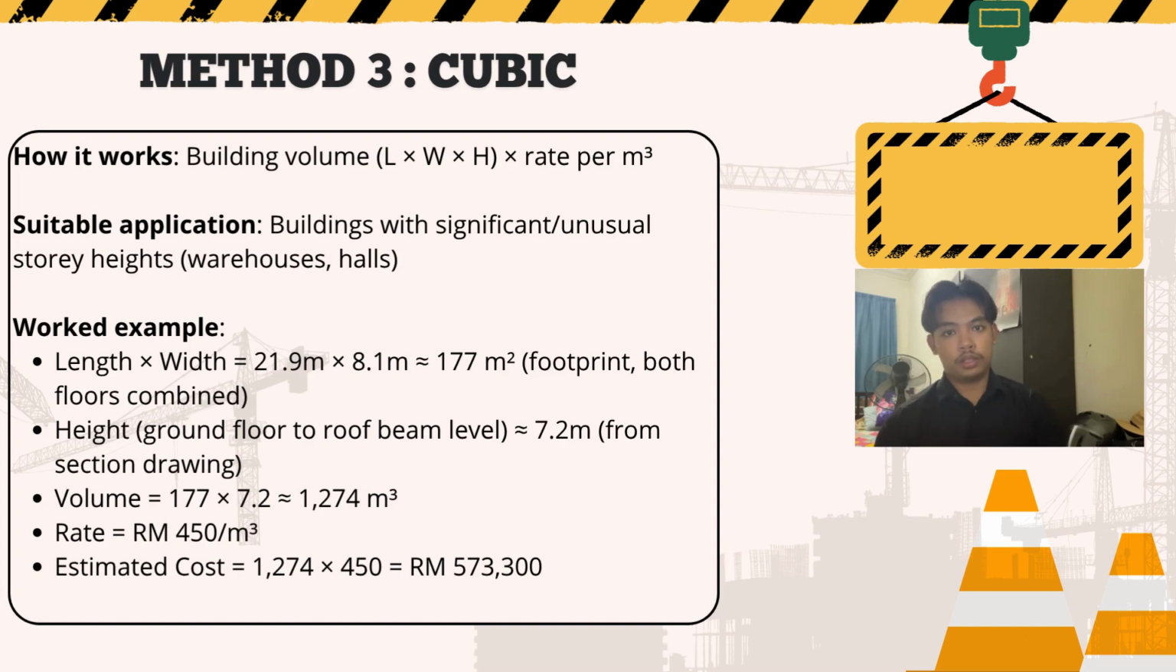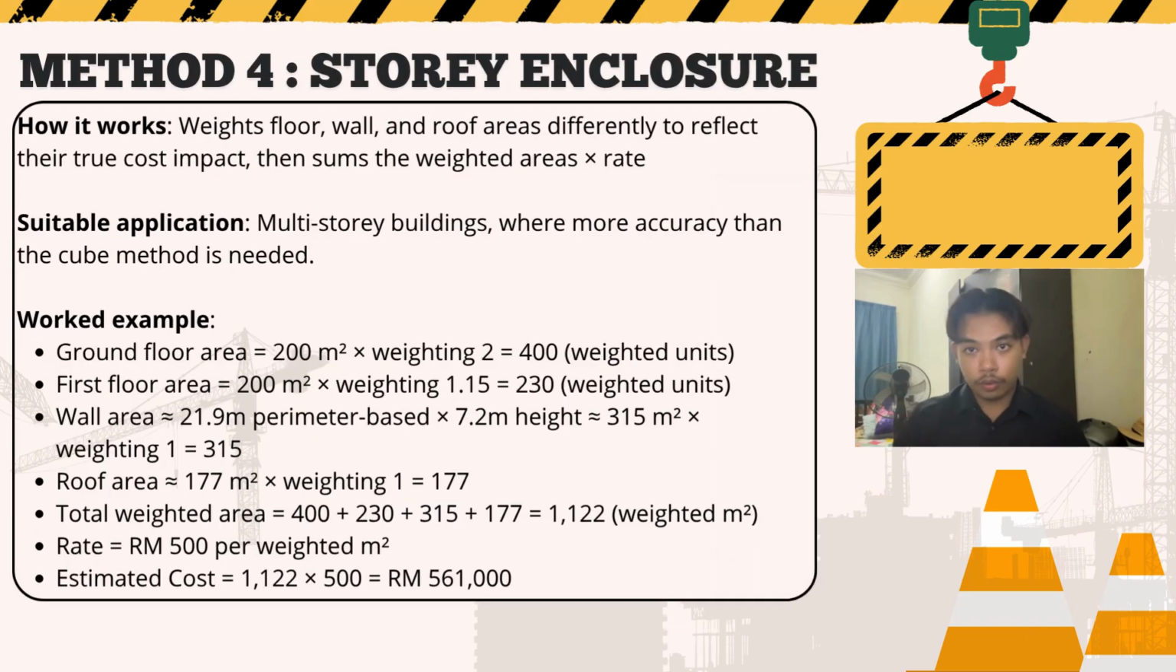So for example, if the building footprint is roughly 21.9 meters by 8.1 meters, giving about 177 square meters, and the height is about 7.2 meters, the volume comes to around 1,274 cubic meters, and at a rate of 450 ringgit per cubic meter, the estimated cost is about 573,000 ringgit.